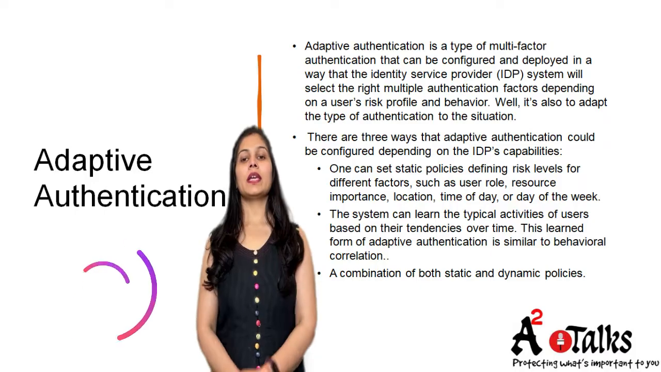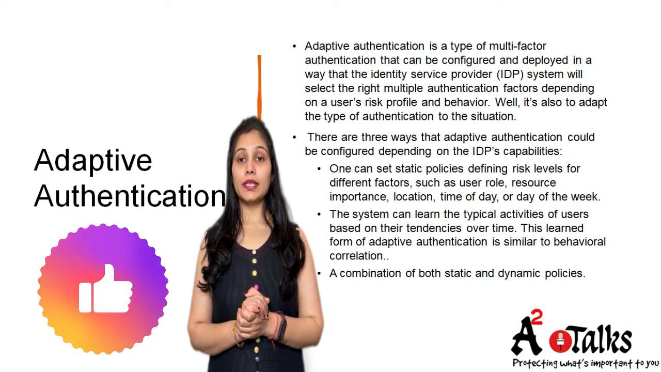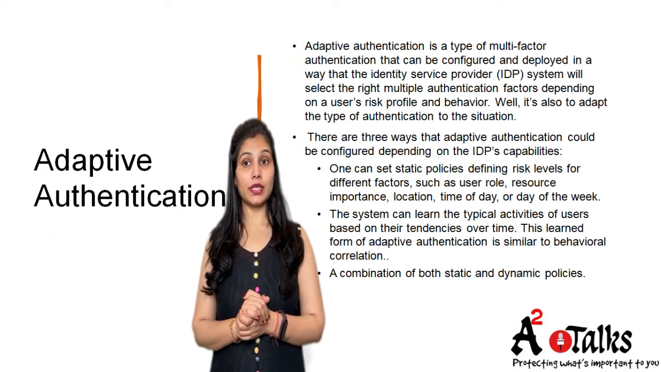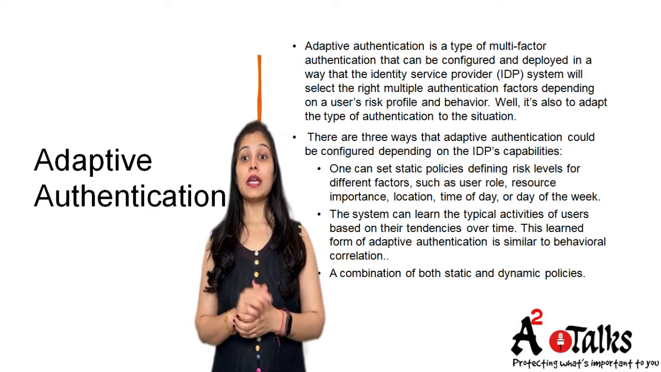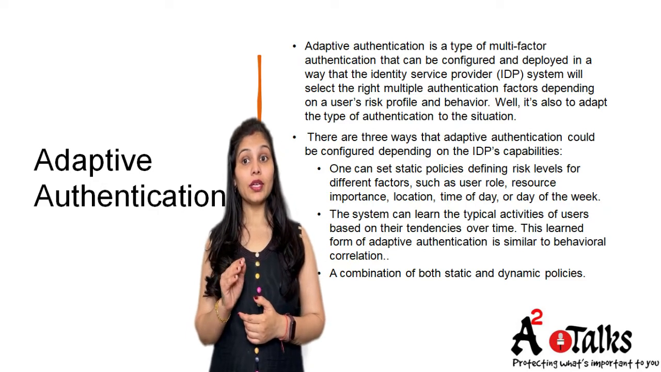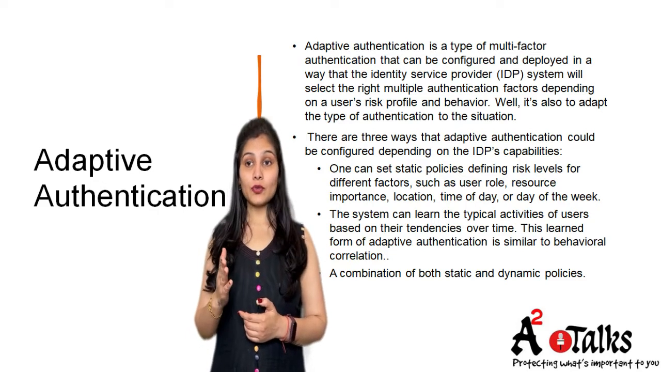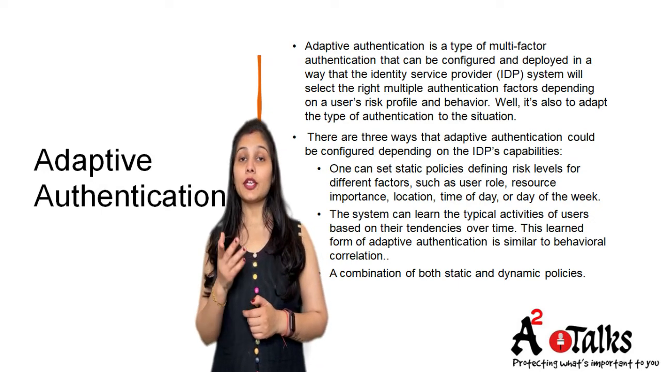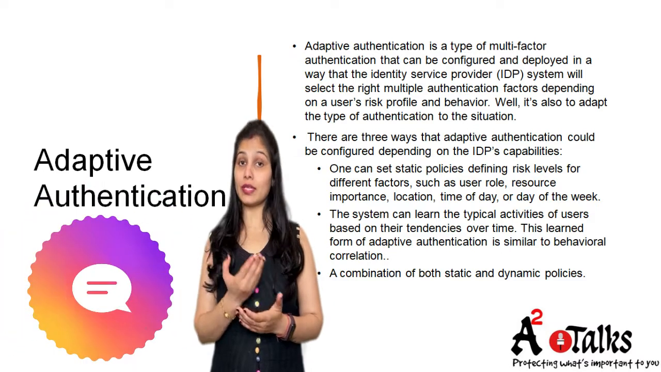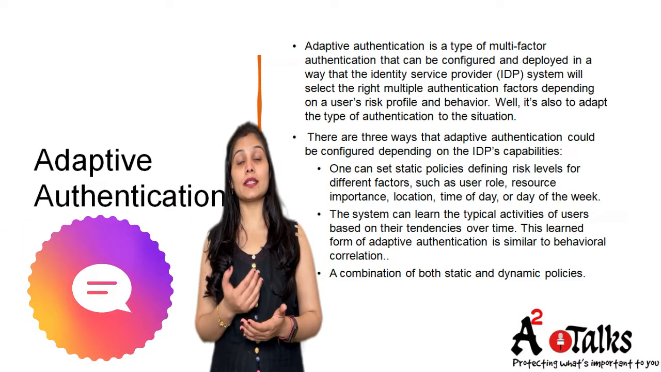Next is adaptive authentication. What is adaptive authentication? It is also multi-factor authentication, but it is deployed in a way that the identity service provider system will select the right authentication factor depending on your location, your risk factor, your behavior, your access.